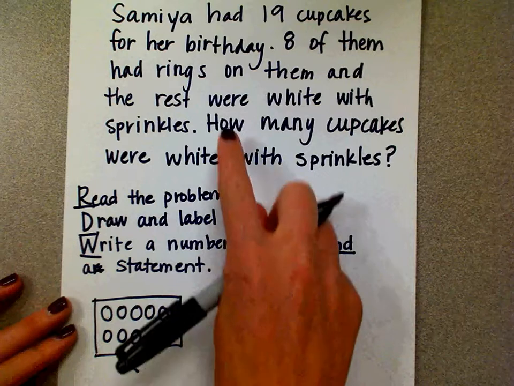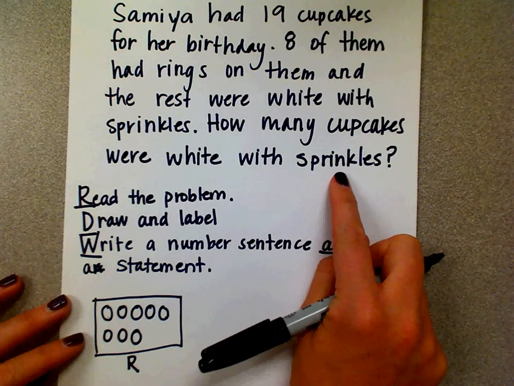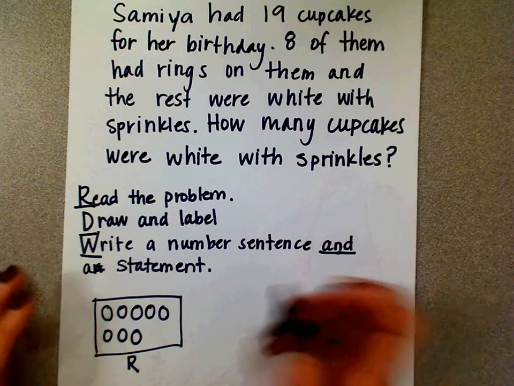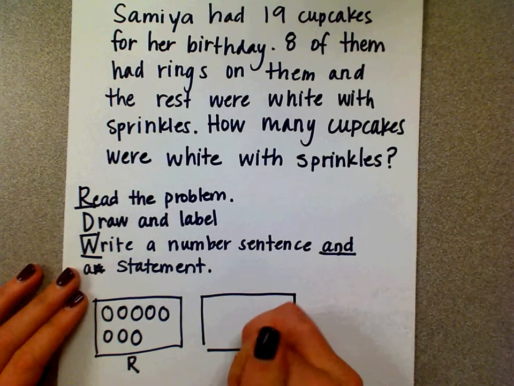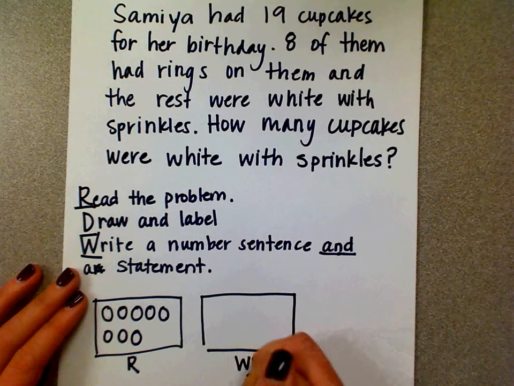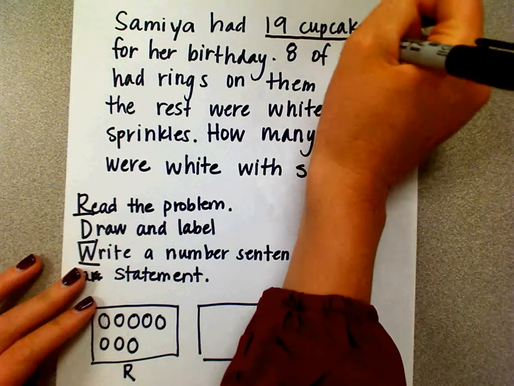I want to know how many cupcakes were white with sprinkles. So I'm going to think to myself, I don't know how many were white with sprinkles. I'm going to write WS for white with sprinkles. I'm going to put a question mark. But I do know that there were 19 cupcakes in all.